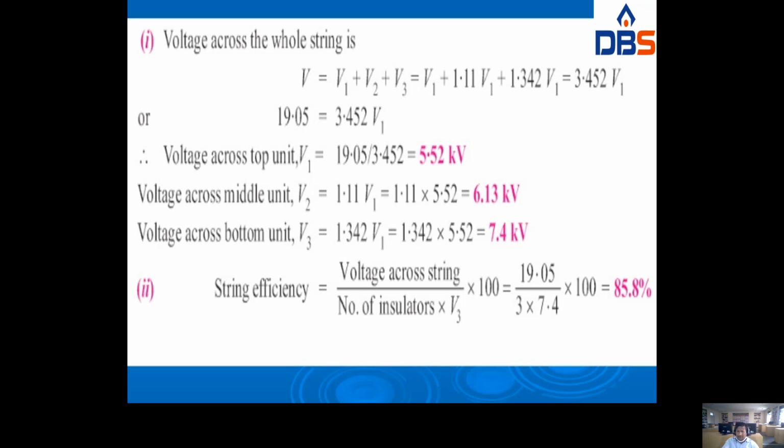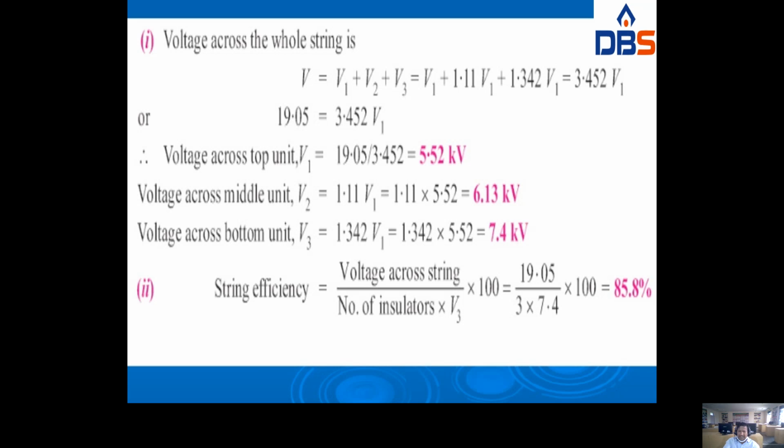So please observe the voltage distribution over the suspension insulator. There are 3 insulators, that's why we have 3 voltages V1, V2, V3. V1 is less than V2, which is less than V3. Otherwise, V3 is greater than V2, which is greater than V1. That means V3 is a higher value compared to the remaining 2 values, so the maximum voltage appears across the unit nearer to the conductor.